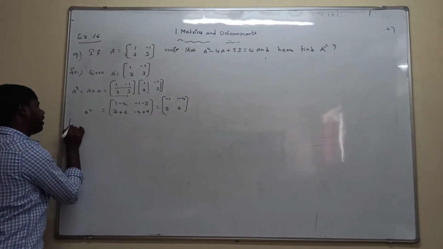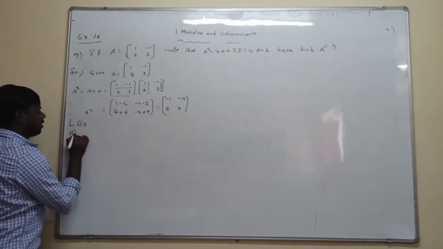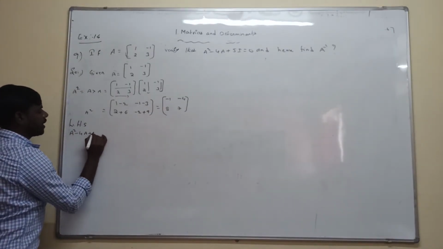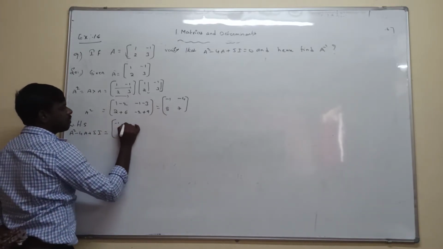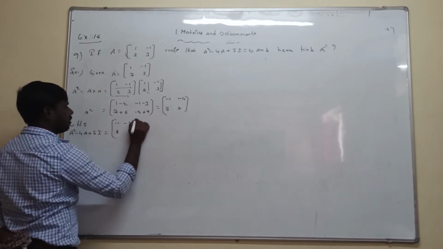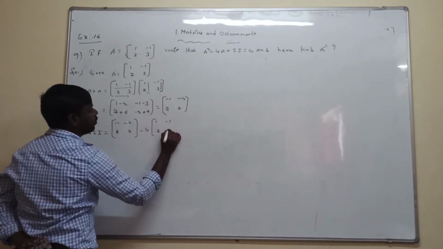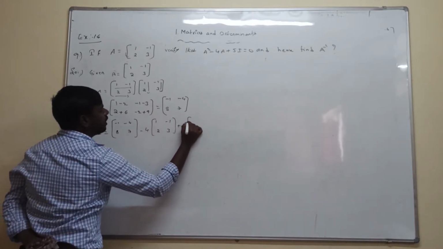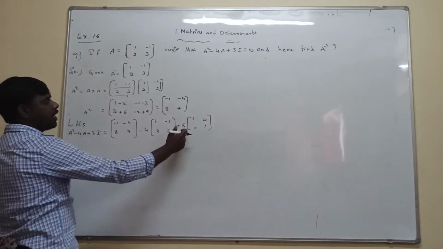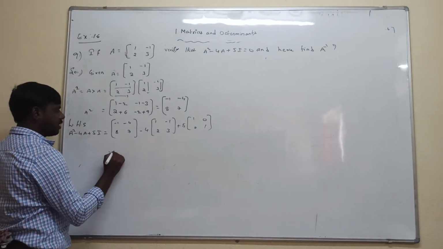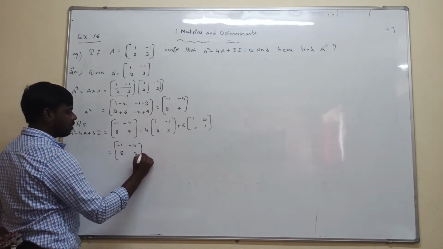Now we take the left hand side condition: A squared minus 4A plus 5I. We need to get the 0 matrix. The A squared matrix is minus 1, minus 4, 8, 7, minus 4 into the A matrix 1 minus 1, 2 3, plus 5 into the identity matrix 1 0 0 1. Because the A matrix is given as a 2 by 2 matrix, I am also taking a 2 by 2 matrix. Simplify this one: this matrix is minus 1, minus 4, 8, 7, minus.